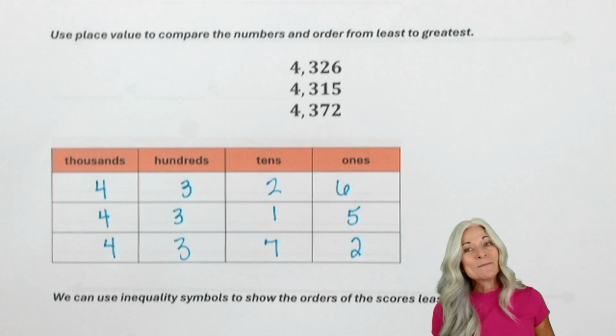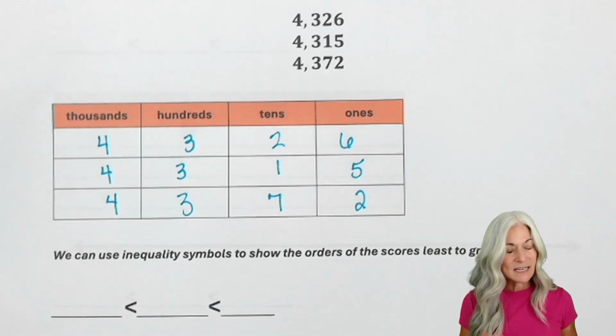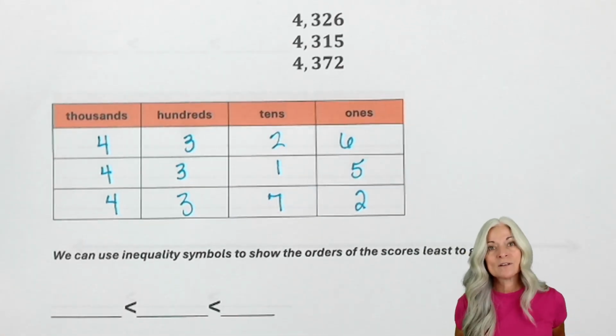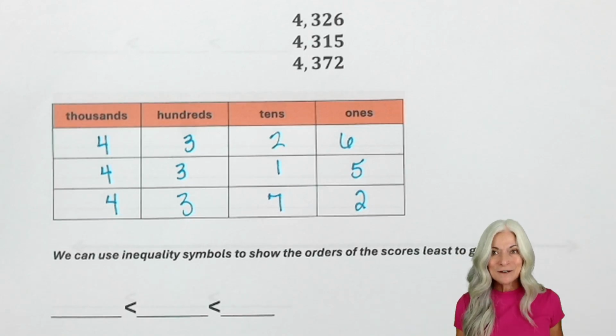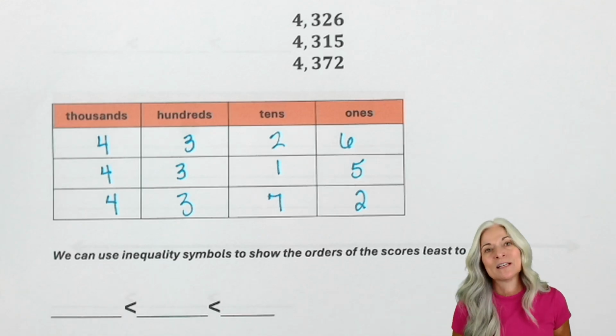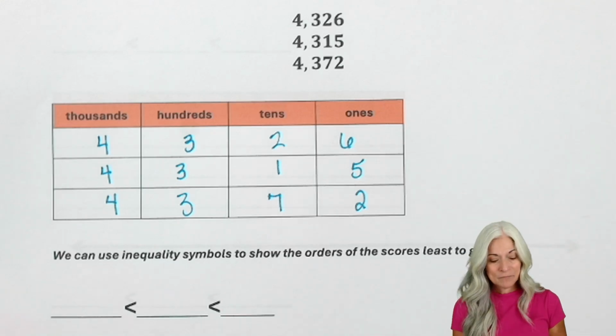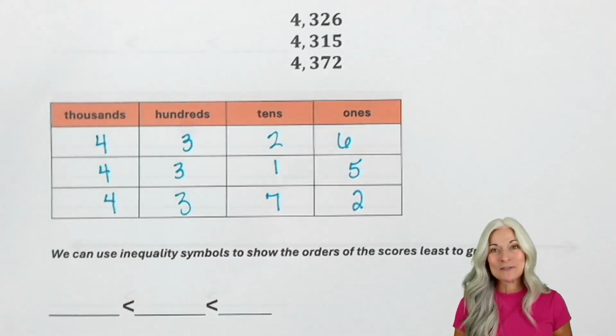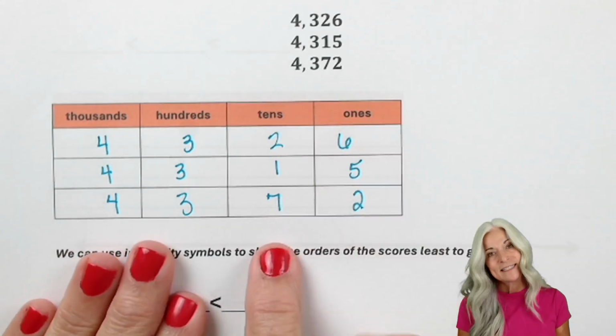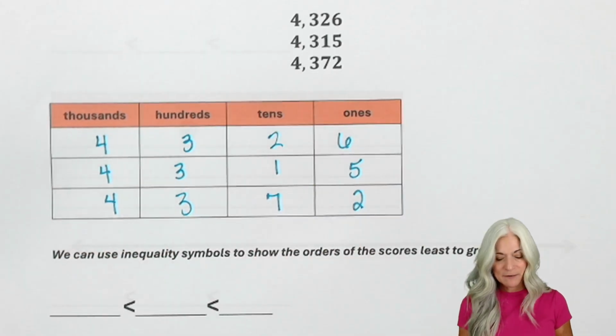4,372. Now, when we're comparing with place value, we continually reinforce that we always start with the largest place value first to compare our numbers. The largest one is the thousands. They all have a 4. All right, well, let's compare the hundreds. They all have 300s. Great, let's go to the tens now. Okay, now we see some differences.